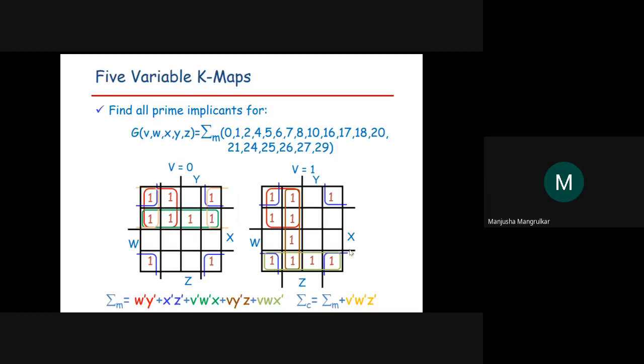Now a 5 variable KMF: how many maximum conditions are there? 2 to the power 5, it is 32 maximum conditions. 32 means you need to do it as two 16 KMFs. Now how many variables are there? 5 variables: V, W, X, Y, Z. Now V equals 0 and V equals 1. But here W, X, Y, Z, as we are doing in a 4 variable map, right?